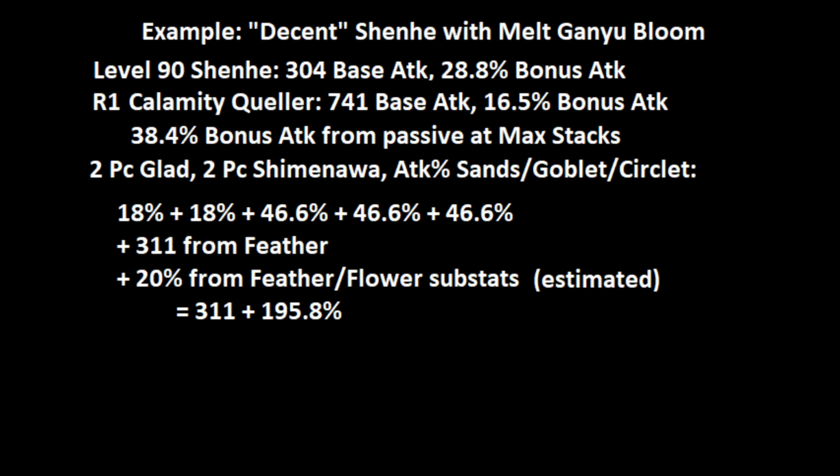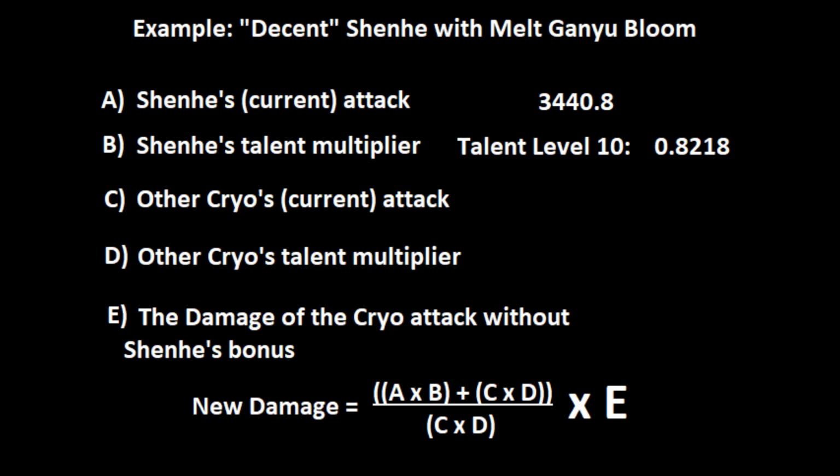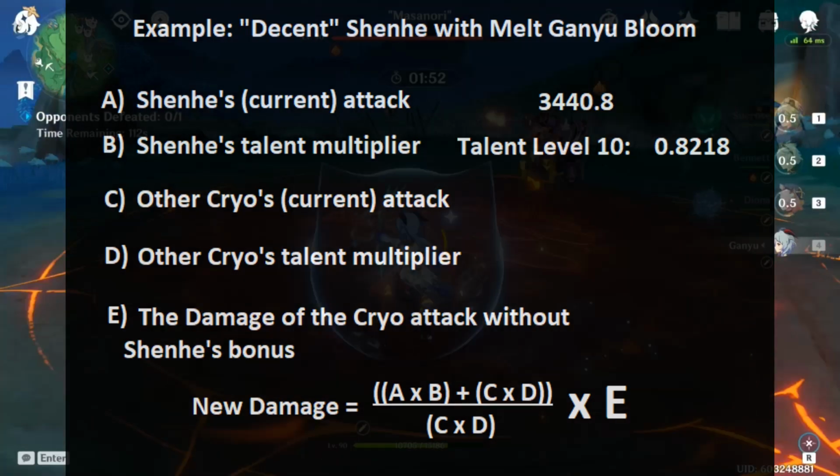And then we'll also be assuming that she'll be getting another 20% from Noblesse 4-piece effect. We will not be adding Bennett to her attack because she will be off the field most of the time. And this Bennett attack will not snapshot to Shenhe because, again, Shenhe does not snapshot. So altogether, we're looking at 3,440 attack on Shenhe. That is the first of the 5 numbers that we need, 3,440. The next number we need is Shenhe's talent multiplier, and at talent level 10, the bonus damage multiplier is 0.8218.